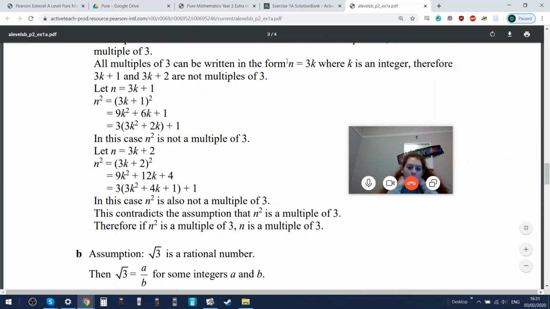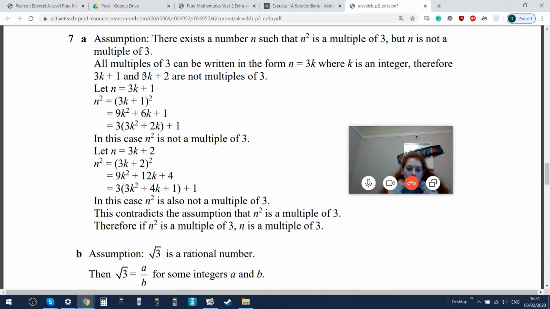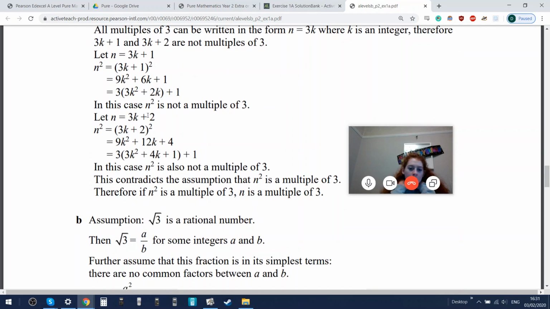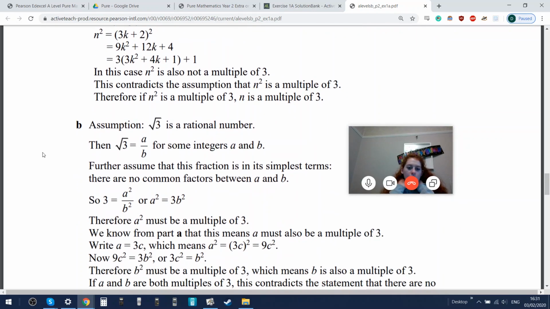All multiples of 3 can be written as 3k. Therefore, 3k plus 1 and 3k plus 2 are not multiples of 3. So n is 3k plus 1; we get that that's not a multiple of 3. N is 3k plus 2; in this case, n squared is not a multiple of 3. This contradicts the assumption that n squared is a multiple of 3.